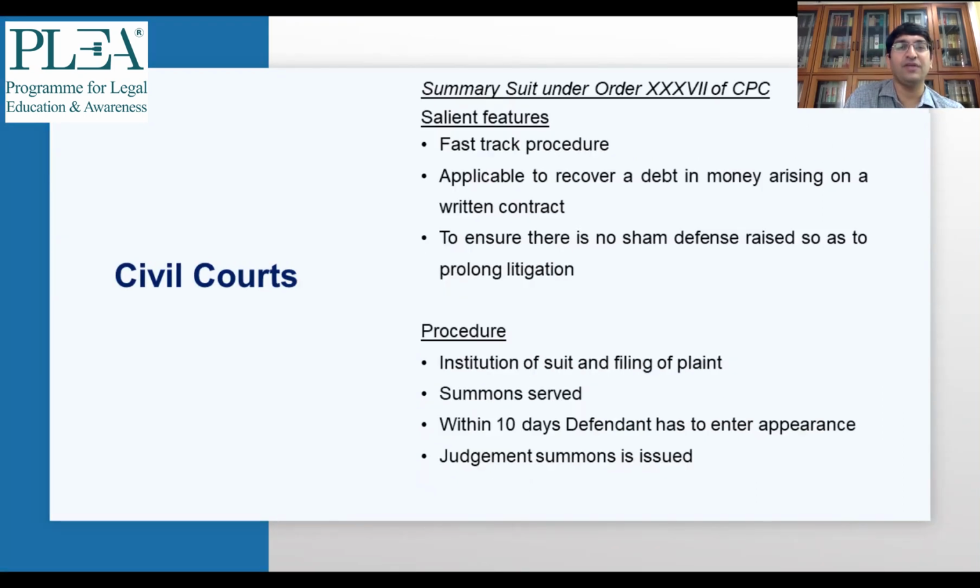So with that, we have Order 37 in the CPC, which is known as a summary suit. Now, this summary suit is like a fast track procedure. It also applies to recovery of debt in money when it arises from a written contract. And the purpose is to ensure that there is no sham defense raised by the debtor, who will in this case be the defendant, so as to prolong the litigation.